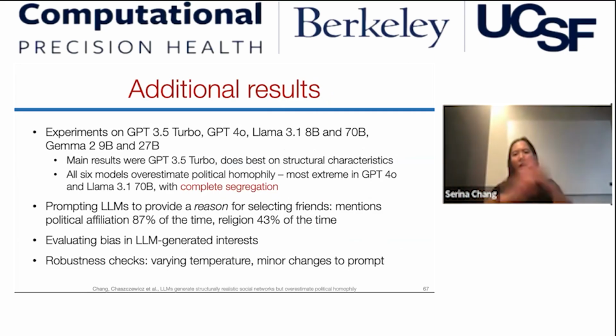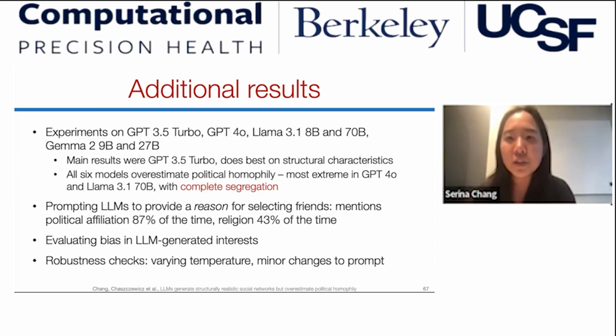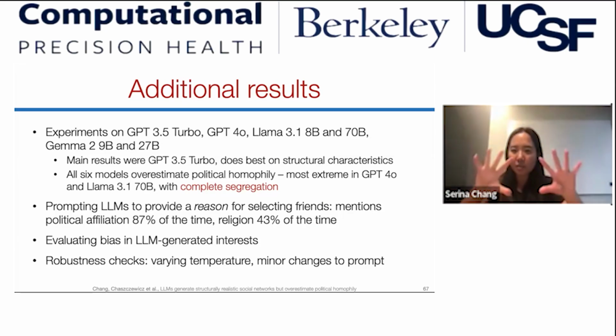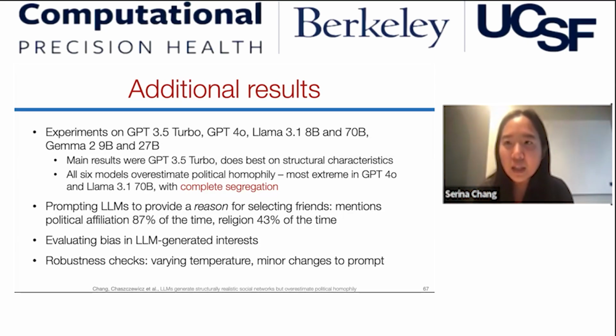We also conduct some additional results. So we experiment with 6 different models, and we find that consistently over all 6 models, they overestimate political homophily. And the most extreme is actually GPT-4o and Llama 3.1 7 billion, where we actually see complete segregation. So that basically means these models refuse to make Democrats and Republicans friends, and the network fractures into 2 disconnected components, one for Democrats and one for Republicans.